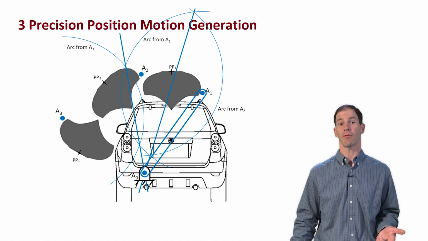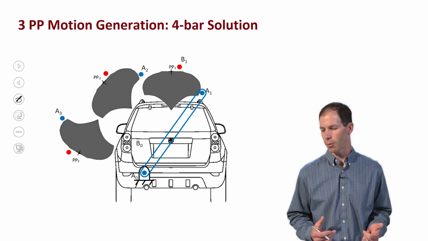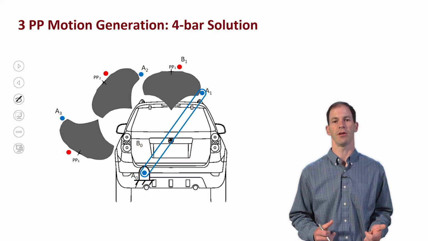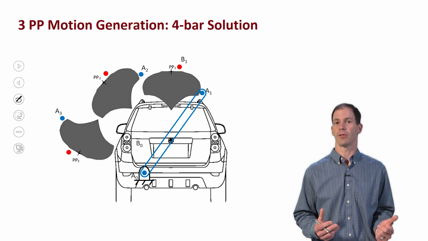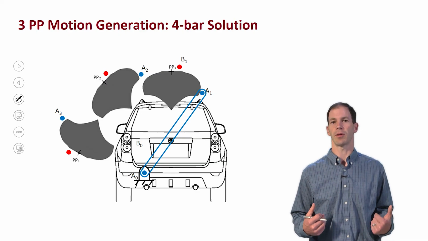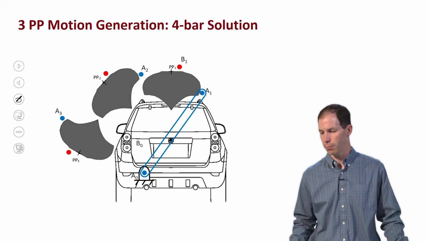I have to do the same thing for the B side to actually create a 4-bar mechanism. And here I've placed my B1 pivot a little bit arbitrarily and then tracked where it went in B2 and B3. Again, these are free choices as to where I place these moving pivots. This is up to me as a designer. So I've placed that B1 pivot and tracked it to B2 and B3.